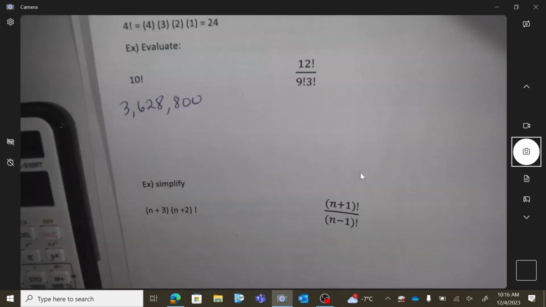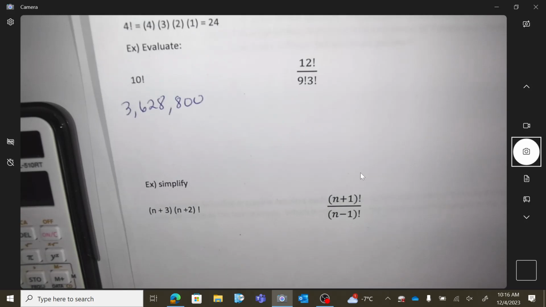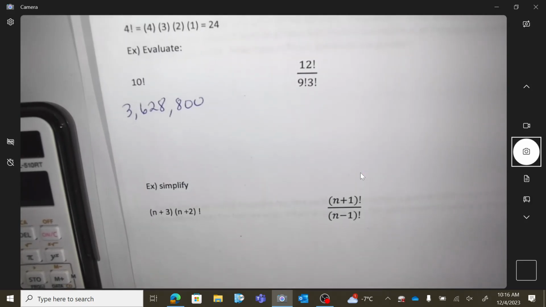So what kinds of things would I use this for? If I told you that I wanted to make a batting lineup for a softball team and I did 9 factorial, that means that's how many ways I could put those people in a batting lineup, which would be a lot of different ways. Okay, well this is a 10 factorial.